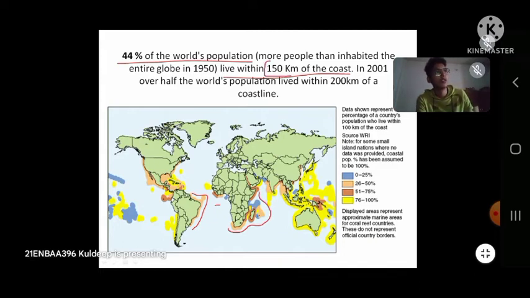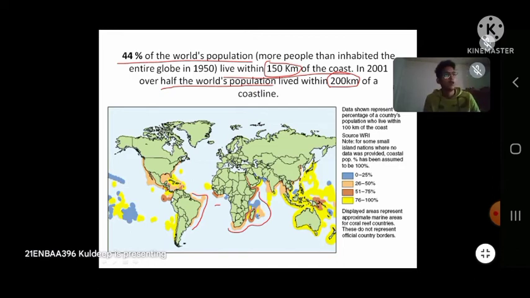If we increase the distance to 200 kilometers, then over half the world's population lives along the coastline within 200 kilometers of a coastline. So you can see that 50% of the world population is living in the coastline areas near the seas, under 200 kilometers from the seas. It is said that these coastal regions will decide the future of the world, for they are sharing 50% of the world population.